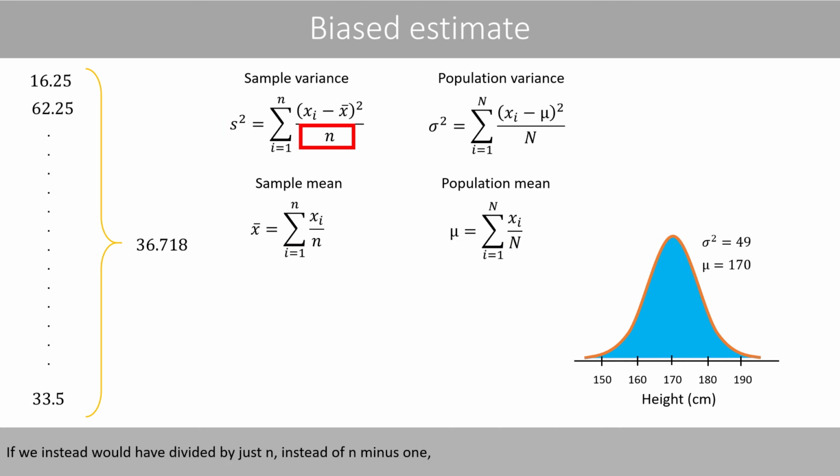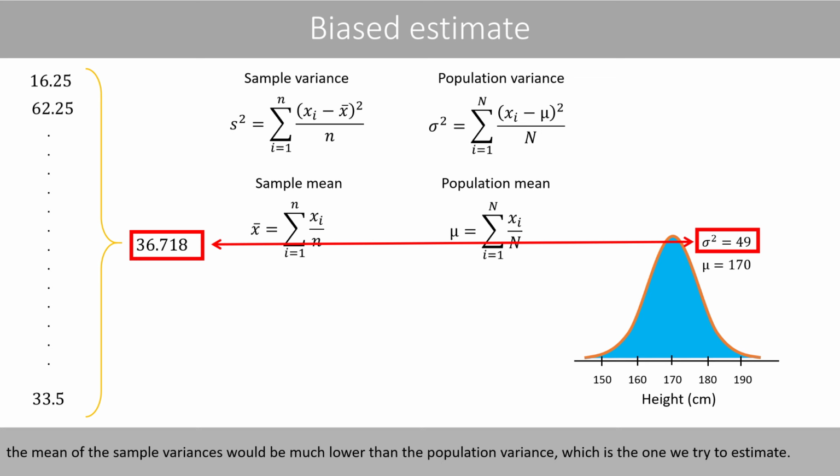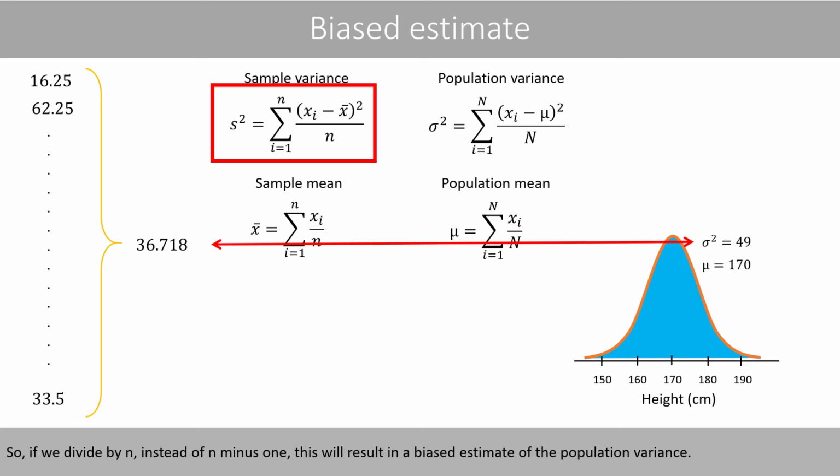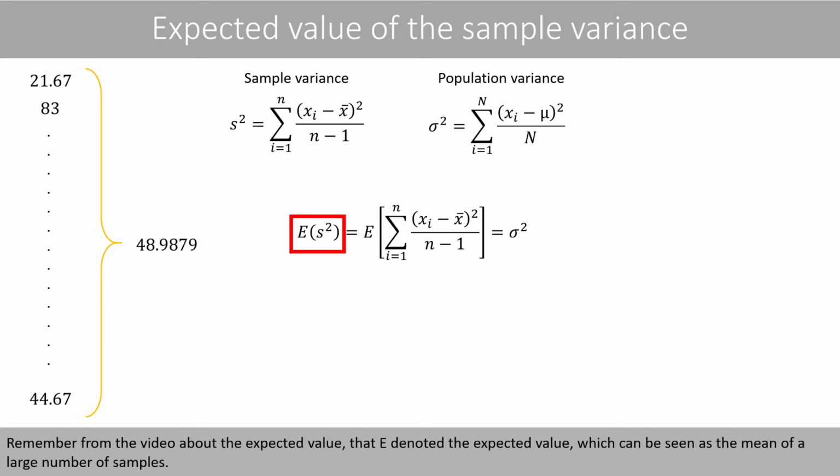If we instead would have divided by n instead of n-1, the mean of the sample variances would be much lower than the population variance, which is the one we try to estimate. So, if we divide by n instead of n-1, this will result in a biased estimate of the population variance. Remember from the video about the expected value that E denotes the expected value, which can be seen as the mean of a large number of samples.